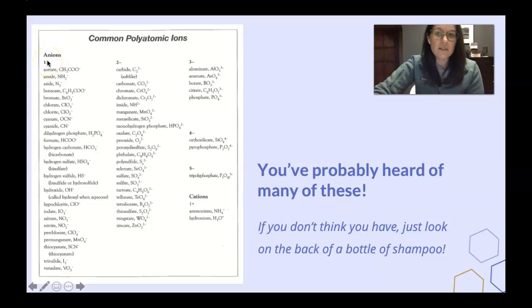So the anions, or the negative charges, there's a bunch that have 1 minus charge, 2 minus, 3 minus, 4 minus, and even up to 5 minus. And then we have a couple cations, or positively charged ions. So ones you might be familiar with: cyanide, you've probably heard of that, acetate, hydroxide, carbonate, peroxide, citrate, and you've probably heard of ammonium or something similar.